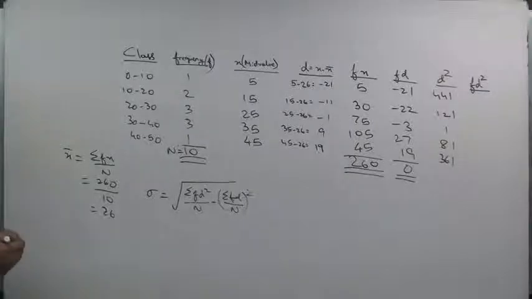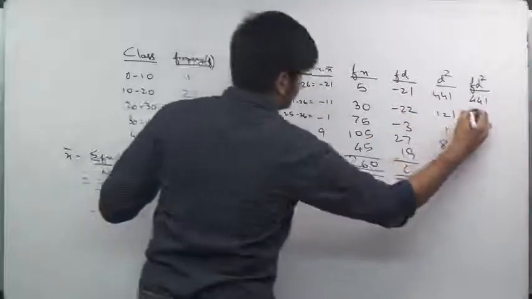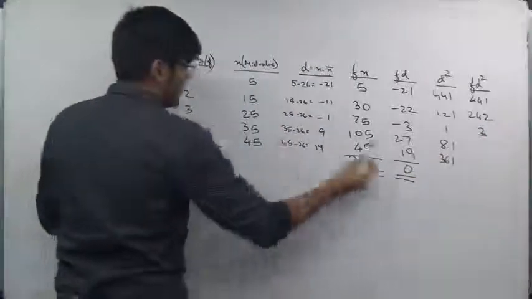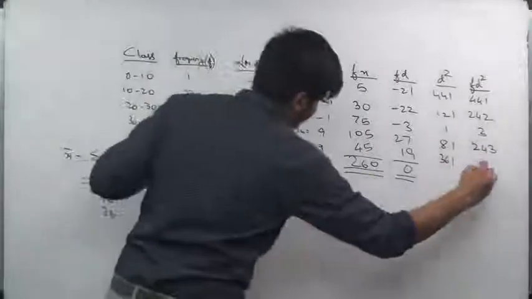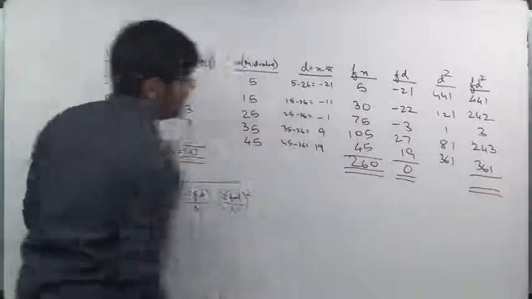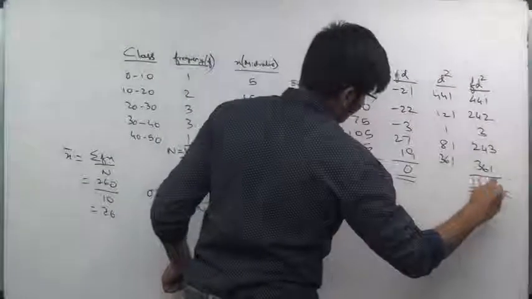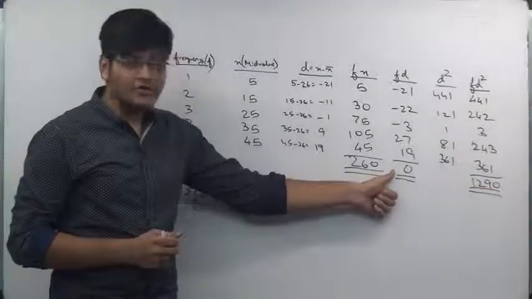So fd square, first is 441, 121 into 2, 242, 3 into 81, 243, then last one is 361. Give me the total fast. One two nine zero.